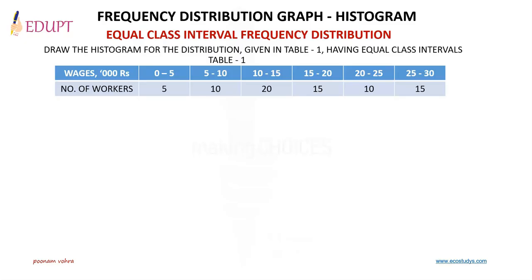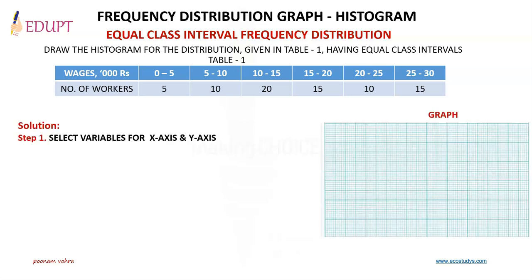Here, information on number of workers and wages are given. Wages are in thousands of rupees, which is given in the class intervals 0 to 5, 5 to 10, till 25 to 30. And number of workers are given here as 5, 10, 20, 15, 10 and 15. So let's go step by step.